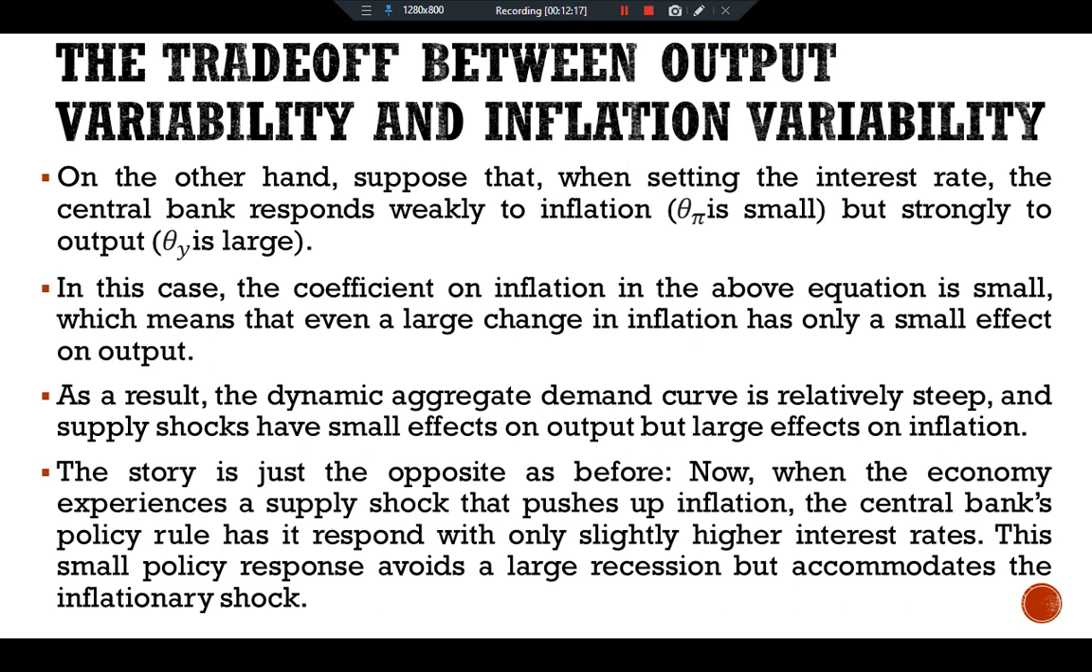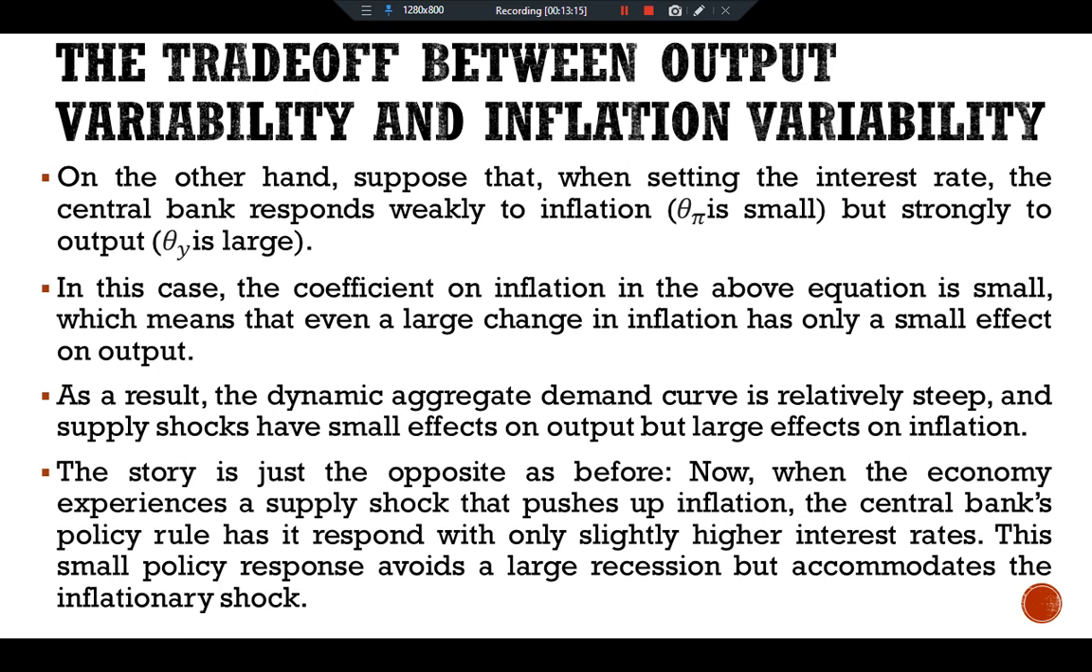Now, when the economy experiences a supply shock that pushes up inflation, the central bank's policy rule has it respond with only slightly higher interest rates. This small policy response avoids a large recession but accommodates the inflationary shock. So, in this choice of monetary policy, the central bank determines which of these two scenarios will play out. That is, when setting the monetary policy parameters theta_pi and theta_y, the central bank chooses whether to make the economy look more like the economy which we have discussed here in the graphical presentation.